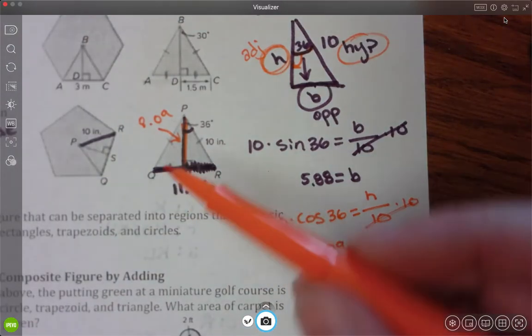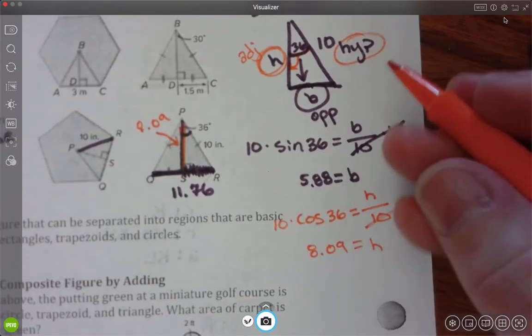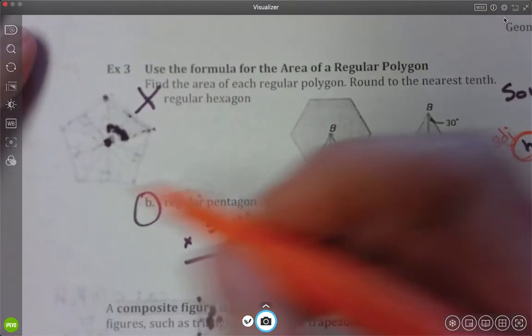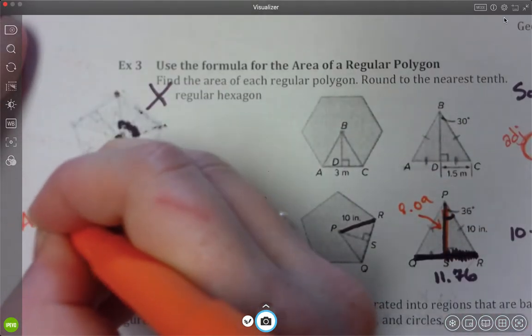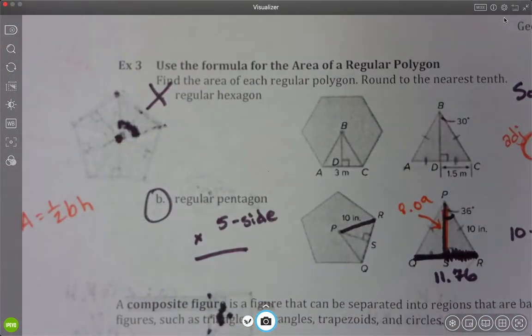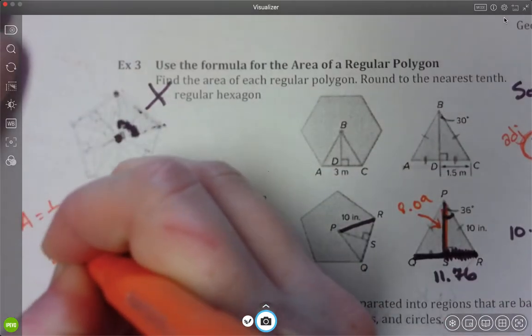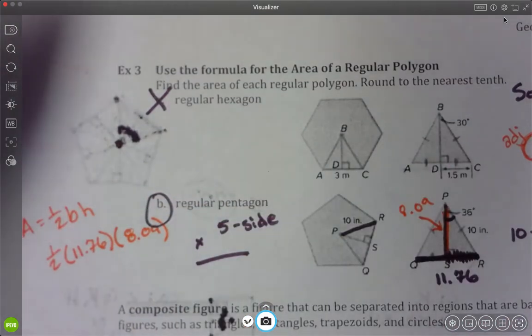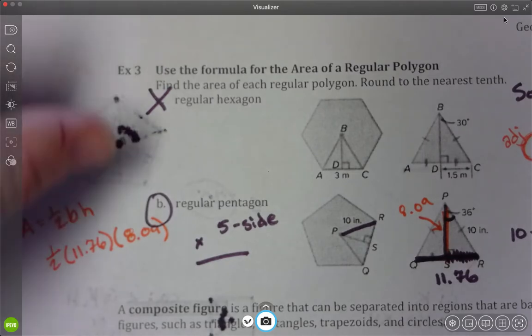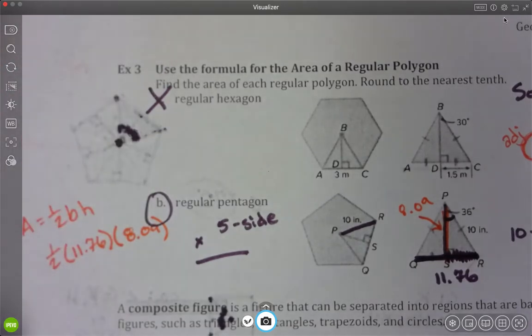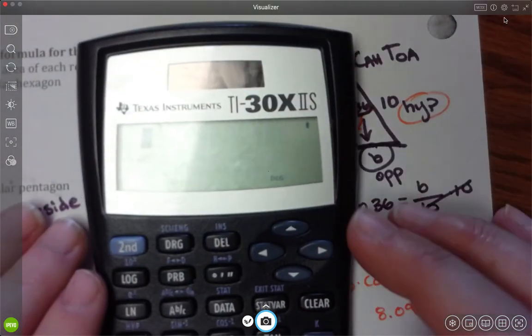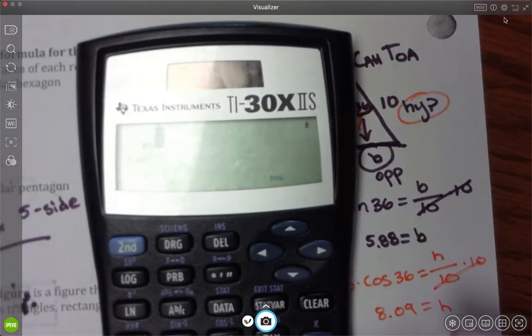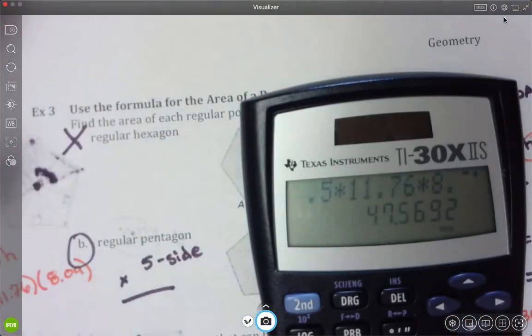Okay, so just a couple more things that we have to do. We need to find the area of this triangle. The area of that triangle is 1/2 the base times the height. The base we found was 11.76. The height was 8.09. We did our SOHCAHTOA to find both of those dimensions. So half of 11.76 times 8.09. I'm just going to do that in my calculator, except I'm going to put half as a decimal. I'm going to do 0.5 times 11.76 times 8.09. And that's going to give me 47.57.